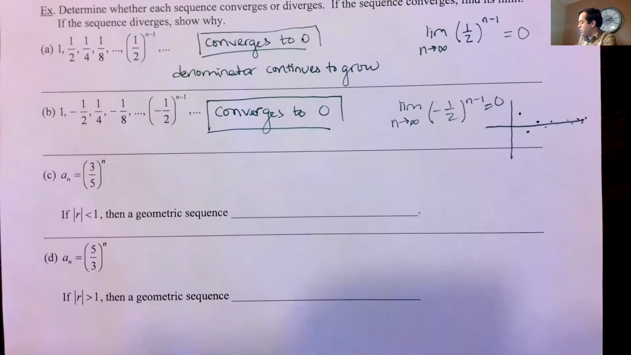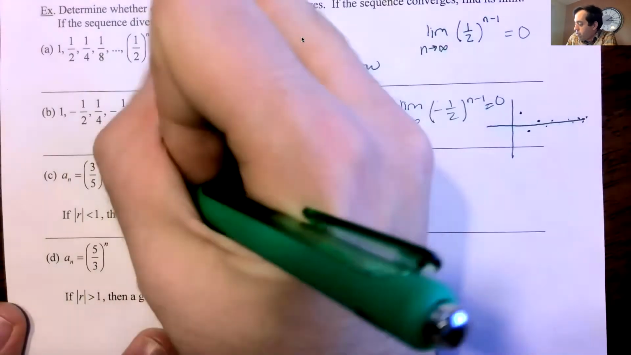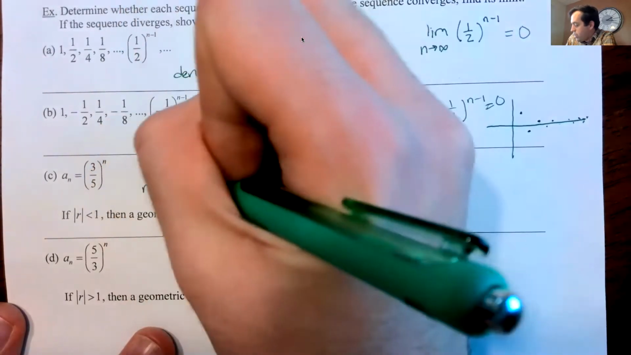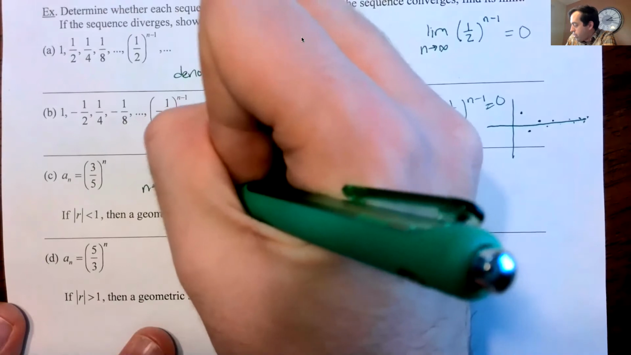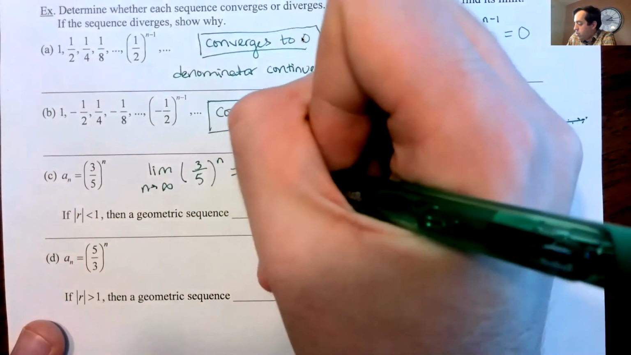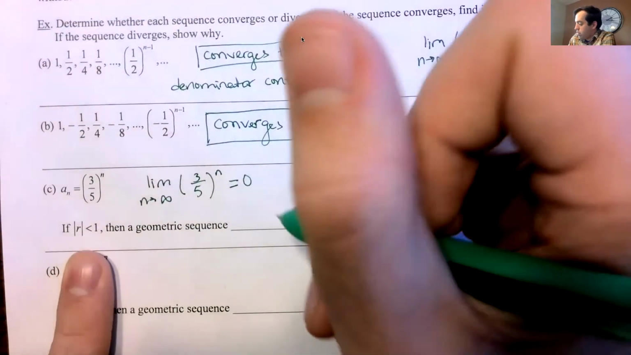Let's look at letter C. A sub n equals (3/5) to the n. This time we weren't even given any example terms of the sequence, but let's see if we can figure this out. The limit as n approaches infinity of (3/5) to the n, and that actually does equal 0. And let me tell you why with this little rule down here. So this converges to 0.